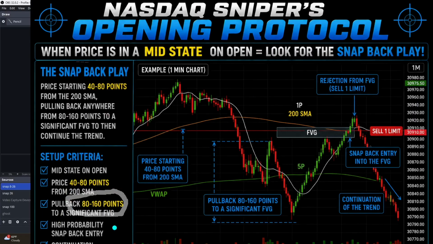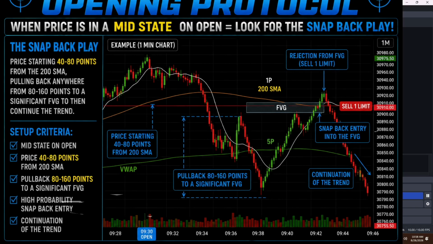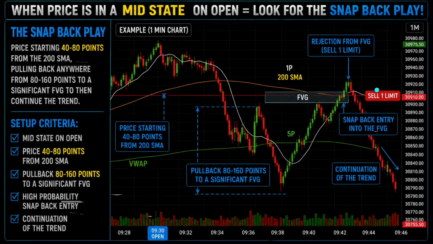All right. Well, there you have it, folks. That's what price can do sometimes in a mid-state, and that's when we don't worry about the 5-minute ORB. We are trying to look for this fair value gap, 120, even 160 points away, to get in and short with the overall trend.